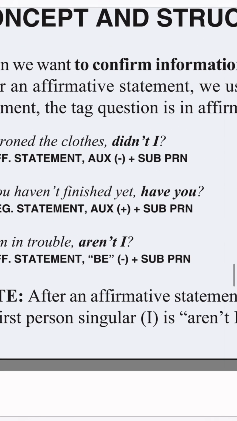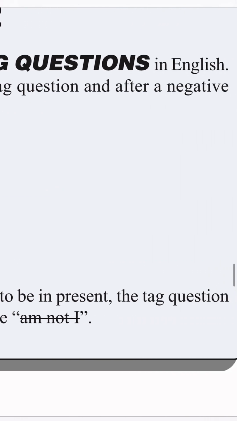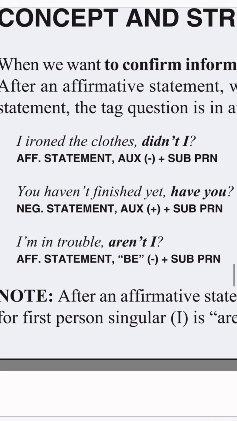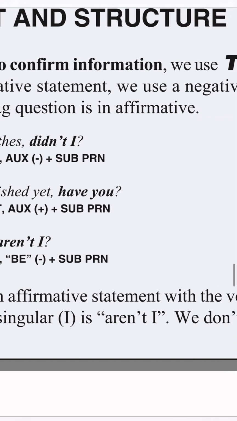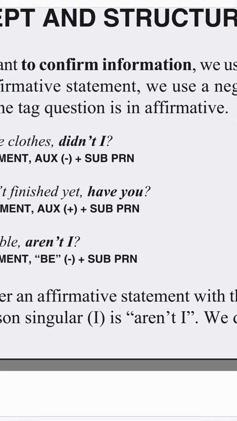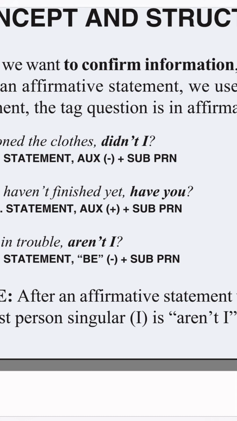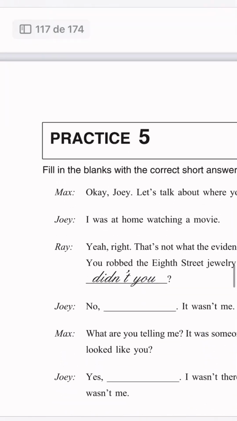After an affirmative statement with the verb to be in the present, the tag question for first person singular I is aren't I. We don't use am not I. Oh, this is important. It is not I'm not; it is aren't I. Okay. We have here practice number 5.